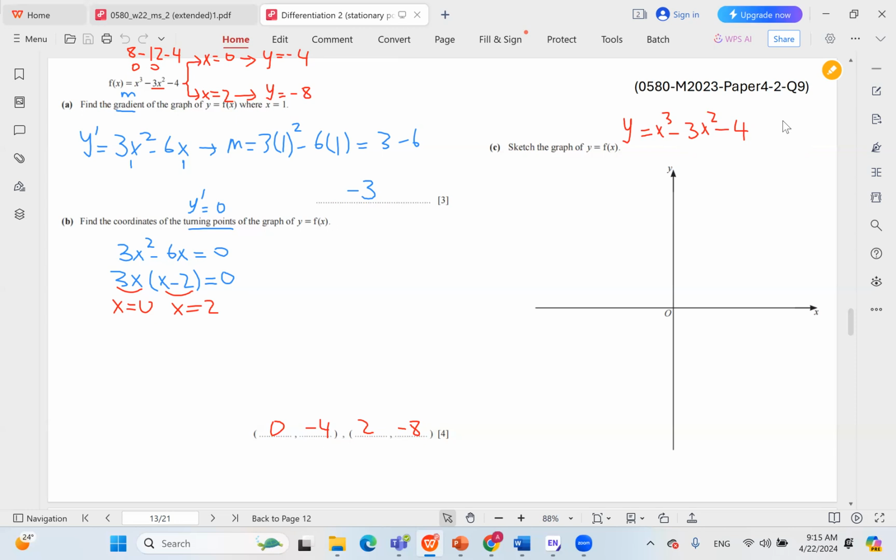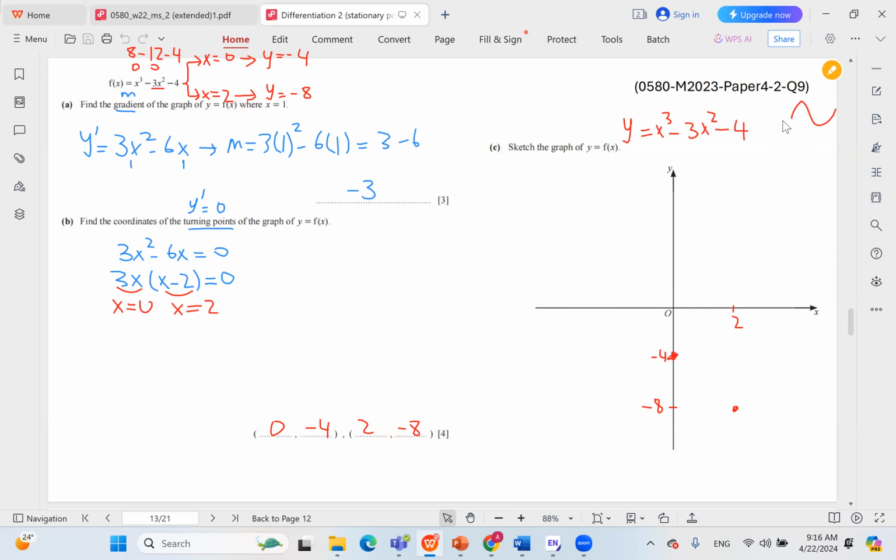So let's just plug them in here. We have a turning point here at 0, -4, and we have another turning point at 2, -8. We want to know what this curve will look like. Of course, this is a cubic curve, so it usually has an S shape, in a sense, looks something like this.